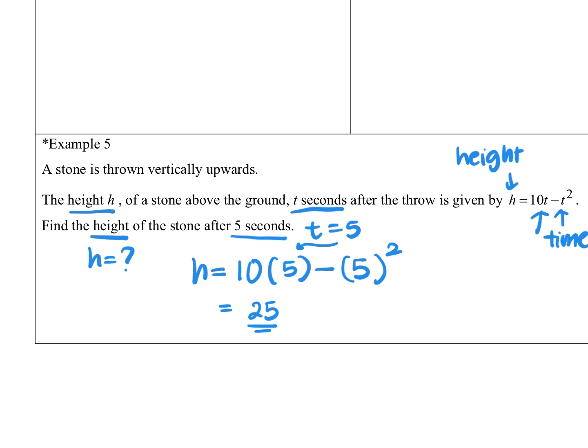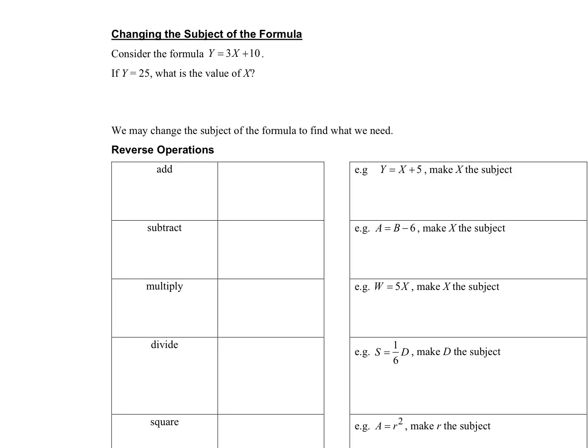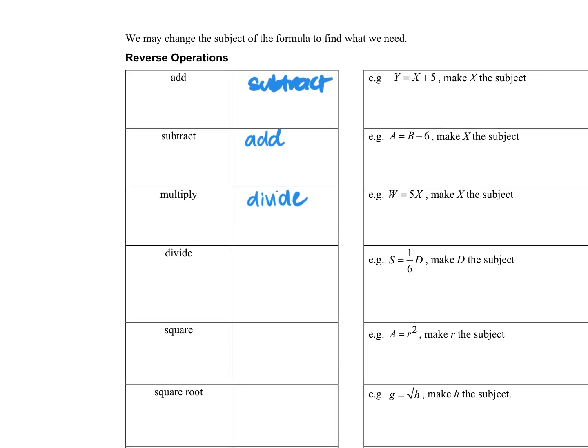Now next we're going to learn how to make something a subject from a whole equation, a whole part of a formula. Before we begin to learn about changing subject, let's recall some reverse operations. If I have addition, the opposite will be to subtract. If I have subtraction, then the reverse operation will be to add. If I multiply, the reverse operation will be to divide. If I divide, the reverse operation will be to multiply.